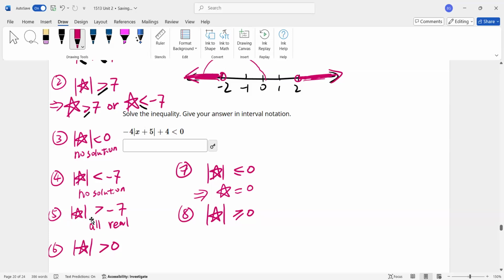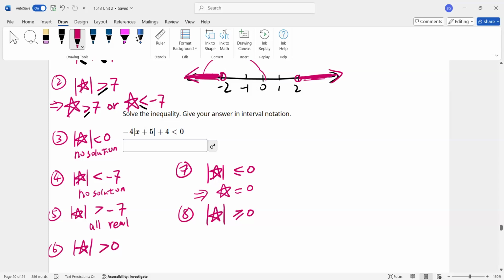Because the distance being bigger than -7 is a true statement no matter what. Because the distance has to be either 0 or positive, right? If it's 0, 0 is bigger than -7, true statement. If it's positive, the positive number is also bigger than -7, also a true statement. So it doesn't matter what x equals, this inequality is a true statement no matter what. Okay, I need you to tell me if that makes sense. Okay, perfect.